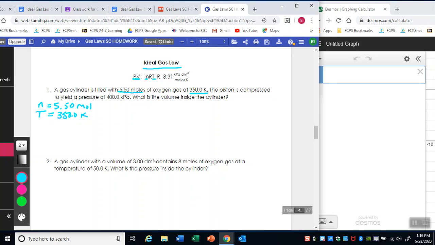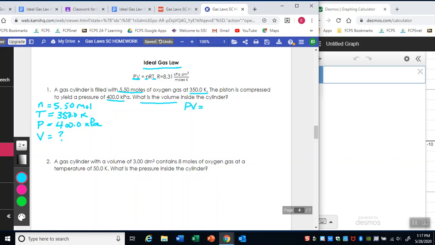The piston is compressed, right? Because with gas, we can change the volume of it. Compressed means we're squishing all those molecules together. And so we get a new pressure of 400.0, and kilopascals is my unit for pressure. And the unknown is the volume. The volume is what I'm trying to find out. Okay, so here are my givens, here's my unknown.